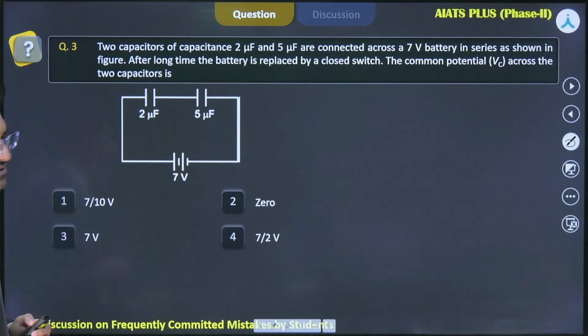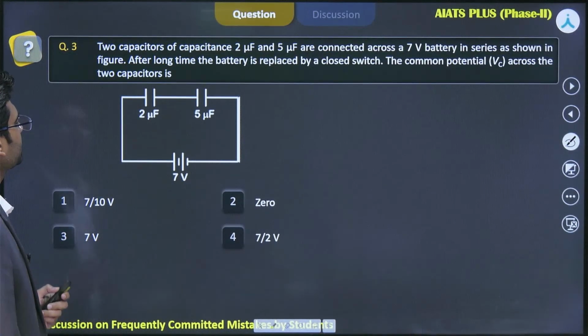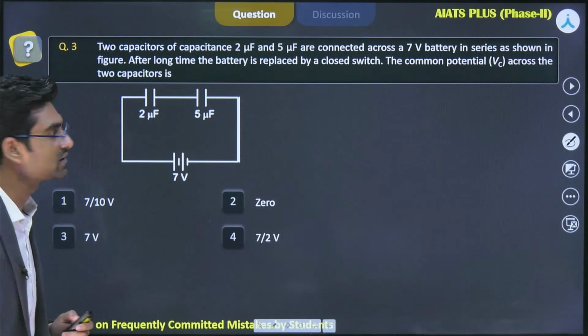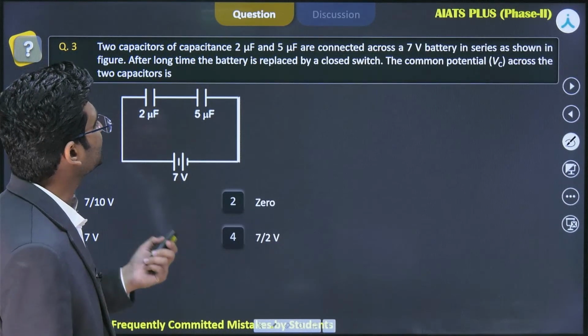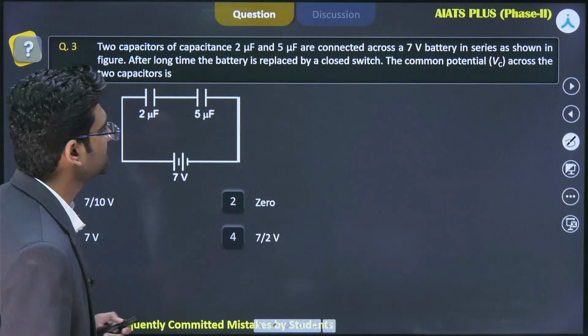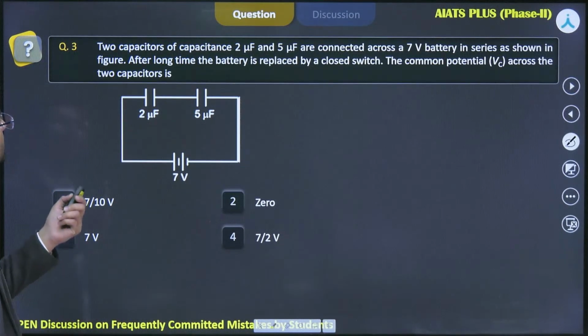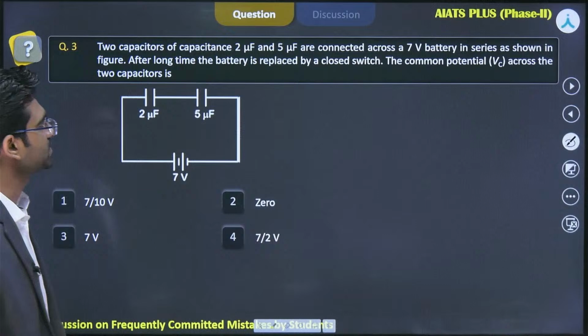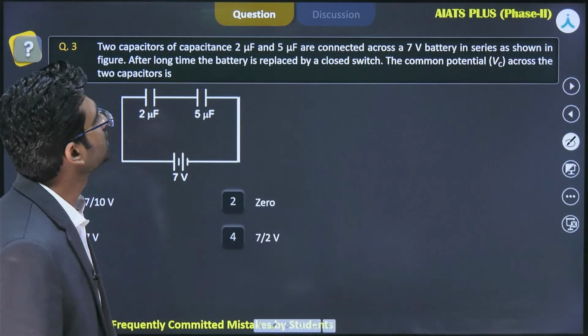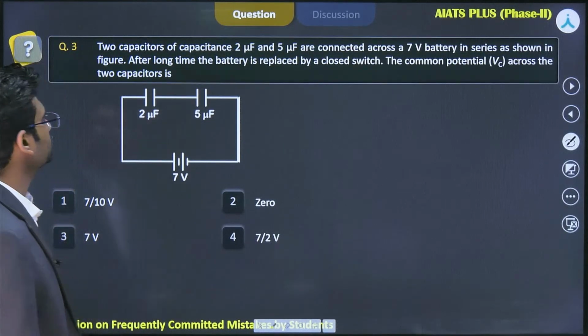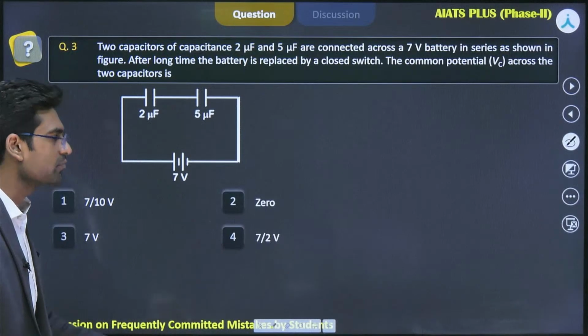This is another question. It says, two capacitors of capacitance 2 microfarad and 5 microfarad are connected across a 7-volt battery in series as shown in the figure. After a long time, the battery is replaced by a closed switch. The common potential across the two capacitors is, we have to find the common potential.